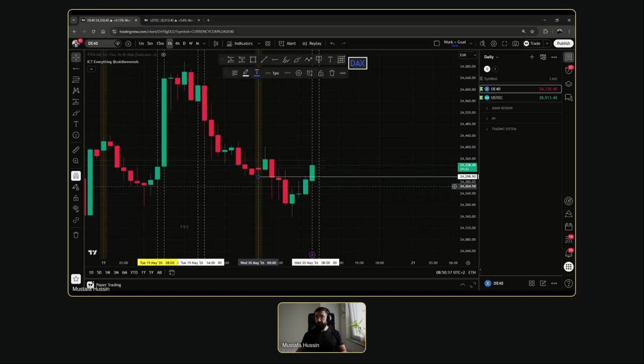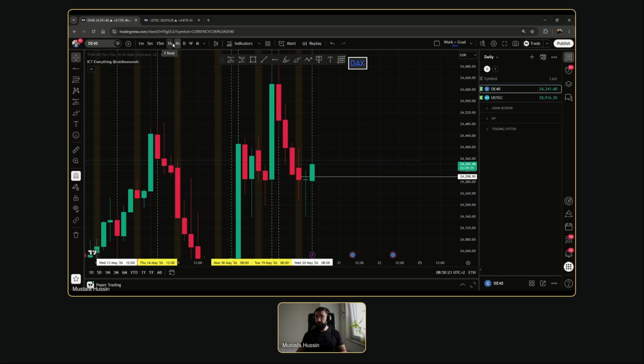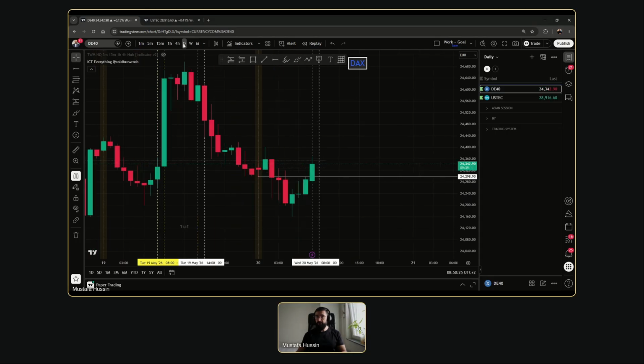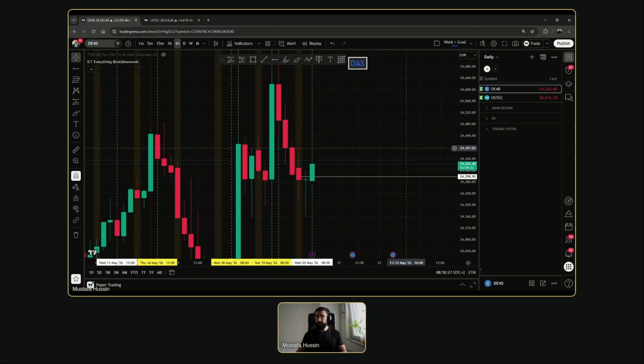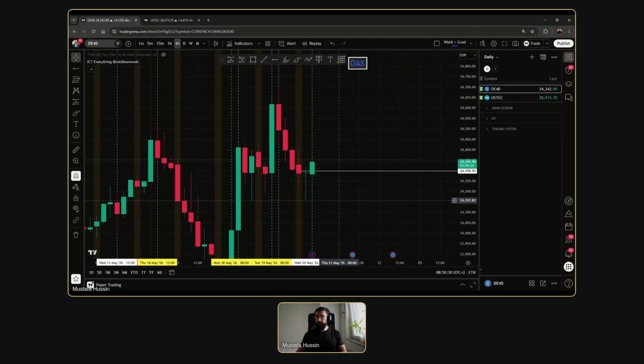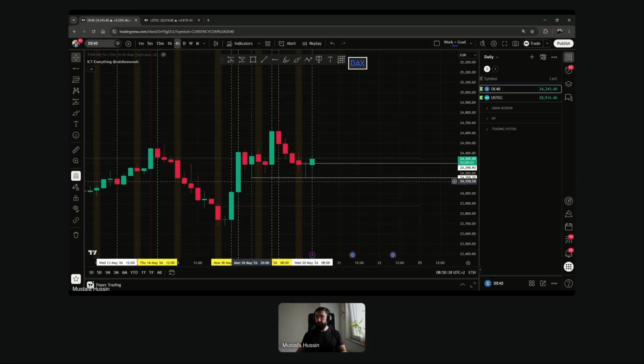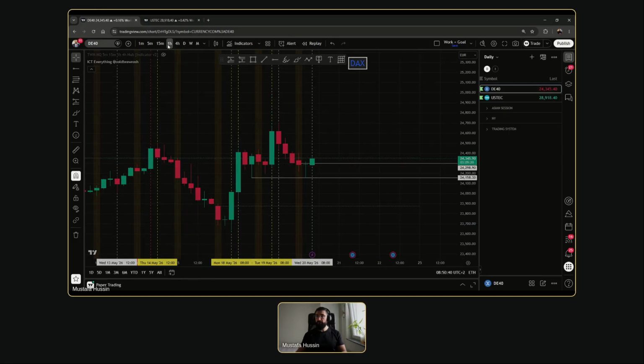I'm seeing a break of structure going here to the downside. I'm seeing on the 4 hour, we have not really broke structure to the downside. There's a break of structure right there to the upside. And we didn't really sweep this low right there, which was a daily low. No, it was a 4 hour low.